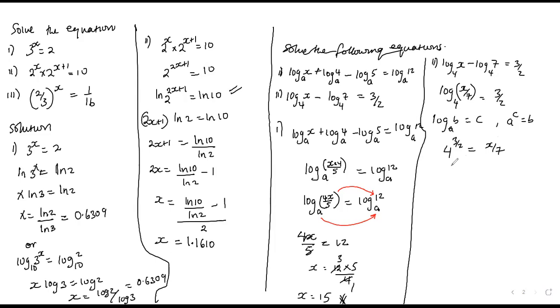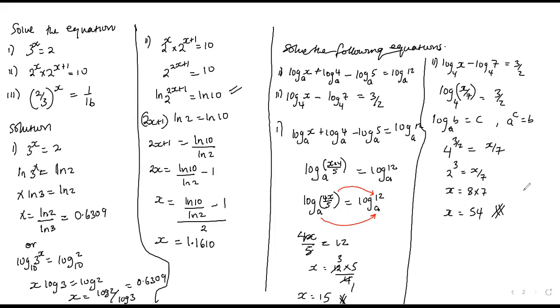With that regard, I can say 4 power half is 2, which gives us 2 cubed is equal to x out of 7. My x will become 8 times 7. Finally, my x is 54. With that, you will have handled what the question was talking about.